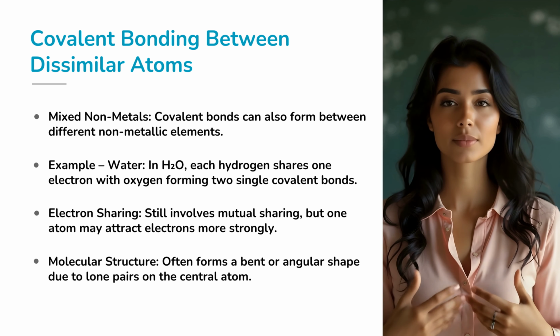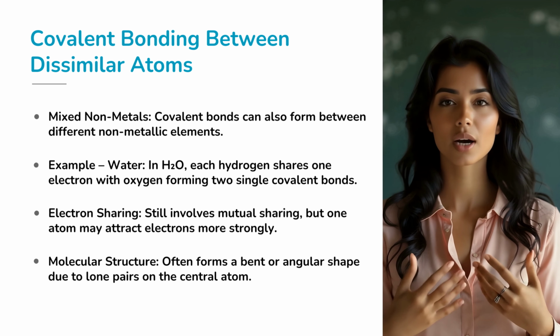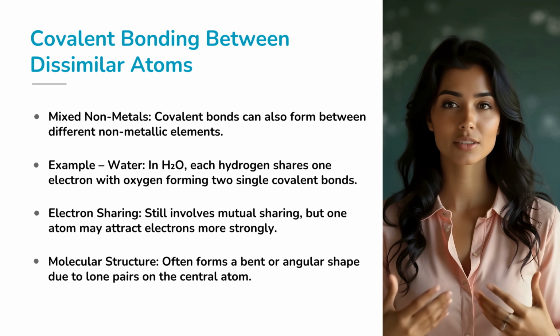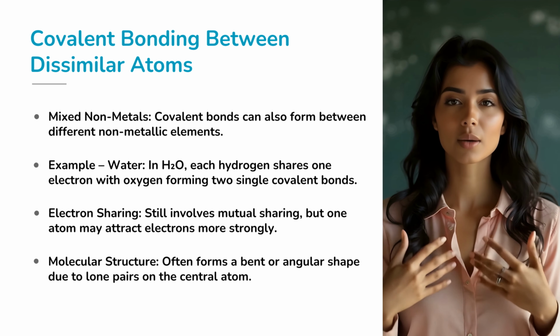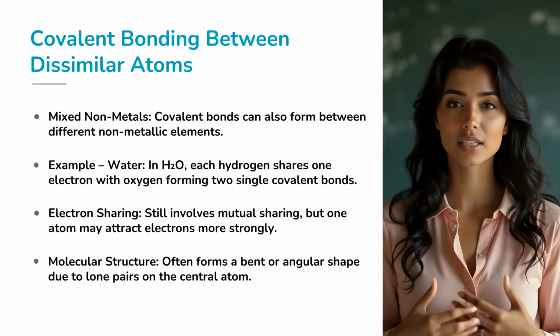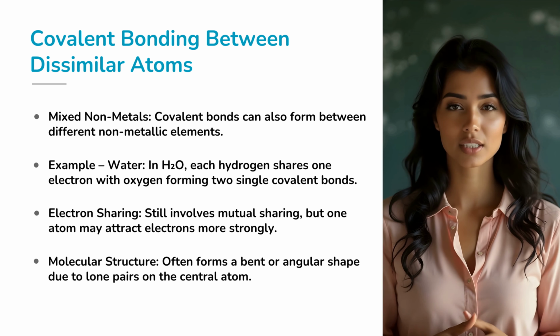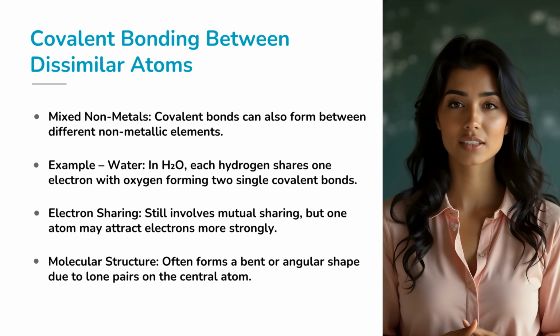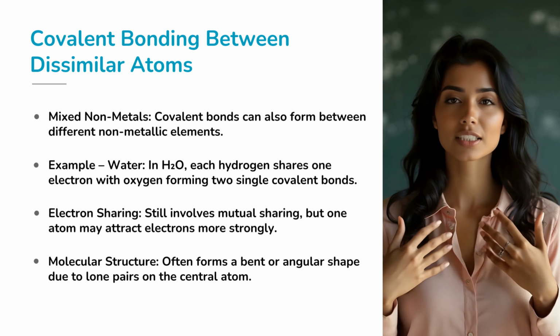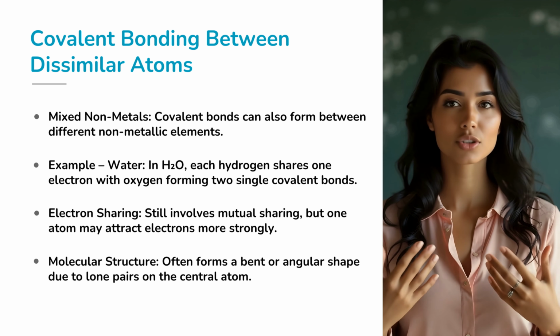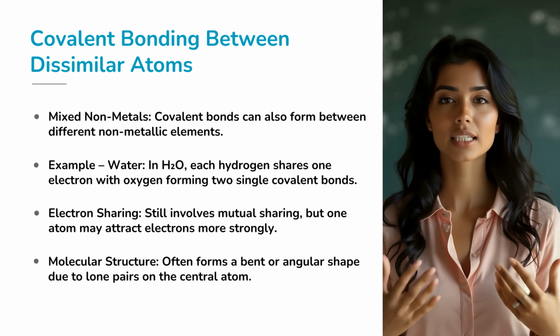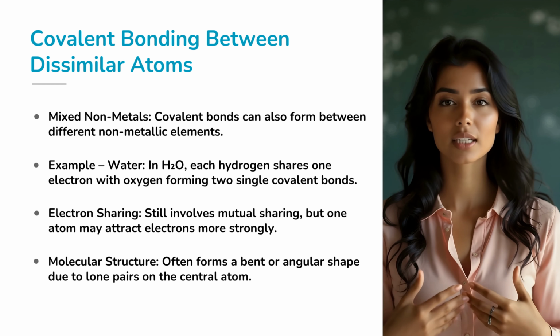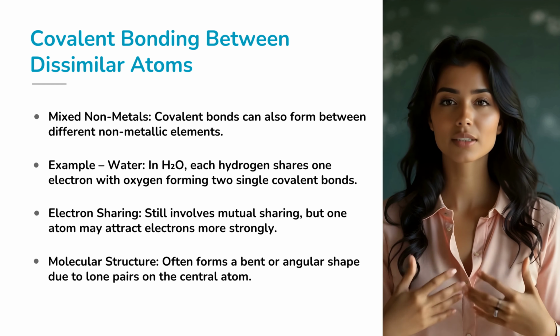The result? A bent molecule with partial charges giving water its polar nature. In ammonia, NH3, nitrogen forms 3 single covalent bonds with 3 hydrogen atoms. Nitrogen has 5 valence electrons and needs 3 more, so it shares with 3 hydrogens. The key here is, even with different atoms, sharing still happens.